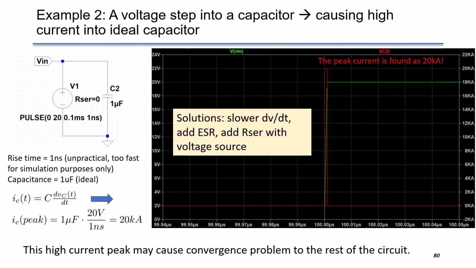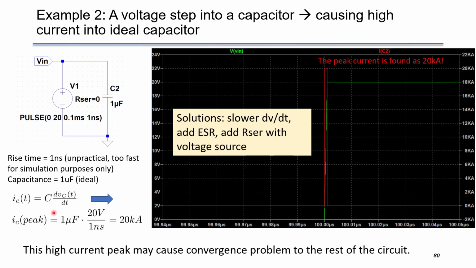In the second example, we have a voltage step into a capacitor. In this case, it will cause a high current into the ideal capacitor. In the LTspice setup, we choose the rise time as 1 nanosecond, which is impractical but it's only for simulation purposes. The capacitance is 1 microfarad.